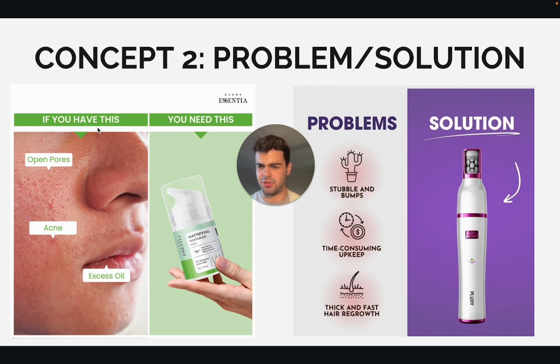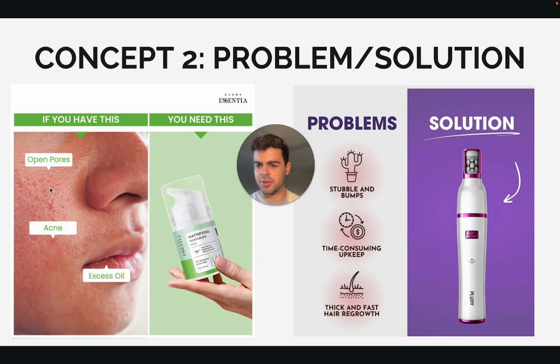So this is from Essentia. If you have this, you need this. You can play around with these headlines a little bit. You could just have like problem versus solution. And I would also play around with the things that you're going to put as like the negative sort of things that you don't want. So obviously here they've got open pores, acne, excess oil. These are things that people obviously don't want and people experience. And then they have, you need this, and it's their moisturizer right here.